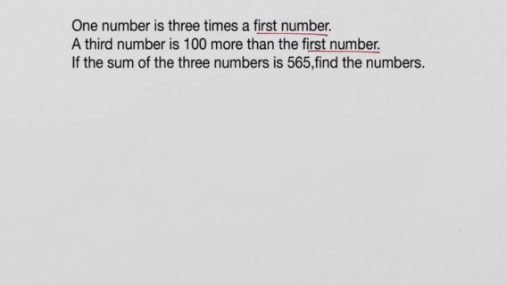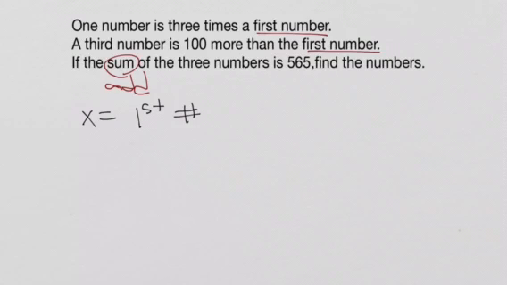It says if the sum, so sum means that we're going to add these numbers together, of the three numbers is 565, we're asked to find the numbers. So since they're both being compared to the first number, then that's what we're going to allow x to be. So x equals the first number.